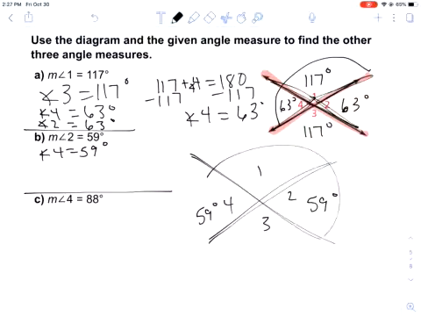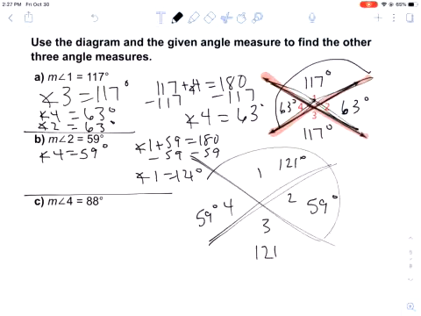But look at that. There's a half circle. That's a linear pair. So angle 1 and 59 add to be 180. So angle 1 is 121. But if this is 121, 3 is also 121 because these are vertical angles. And there we go. We found all of the missing angles.